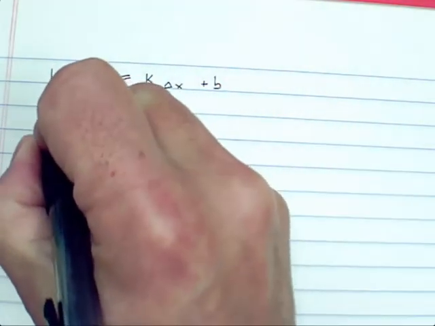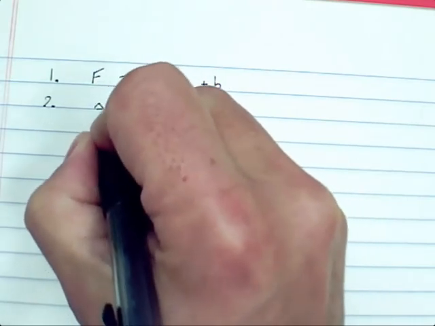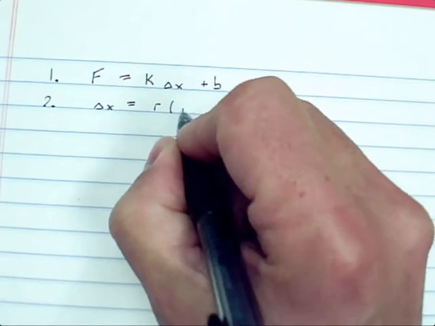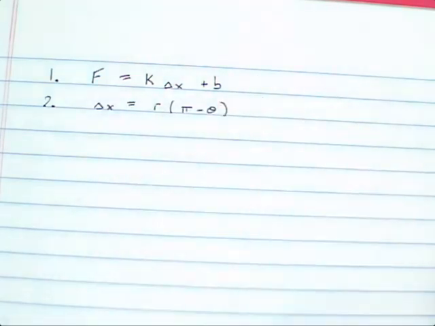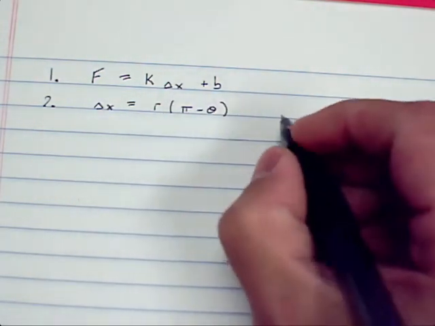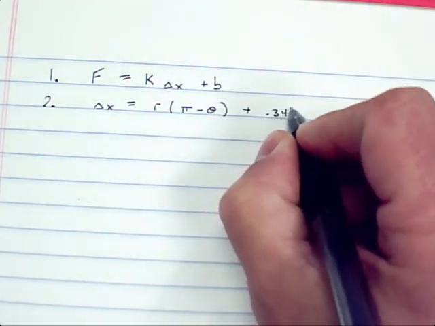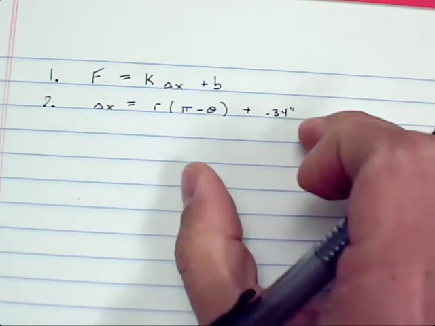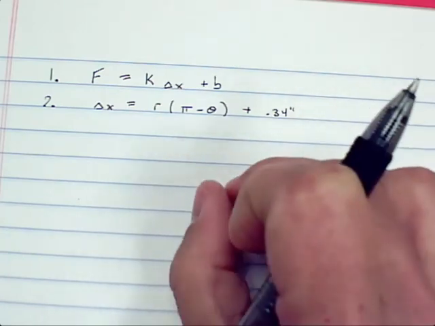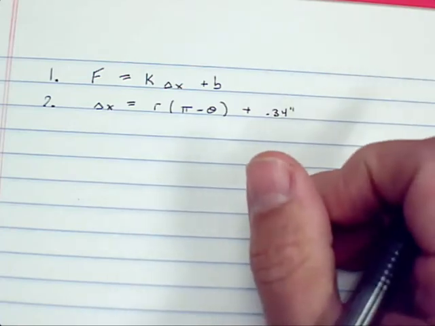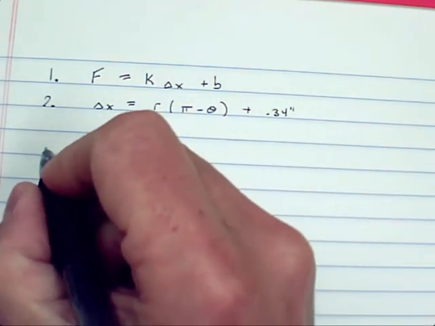The second equation we had was that delta x, our deflection, is proportional to arc length, which was a pi minus theta, and a radius r, plus we had some type of offset, 0.34 inches, and that was telling us that we had to pull the spring to install it into the camera so that we had an actual holding force in the system. Now let's think about SI units.